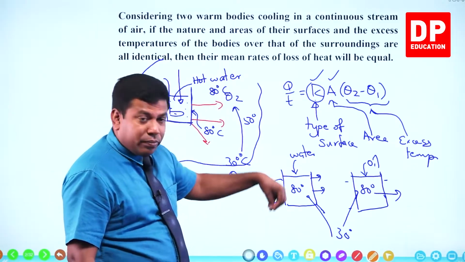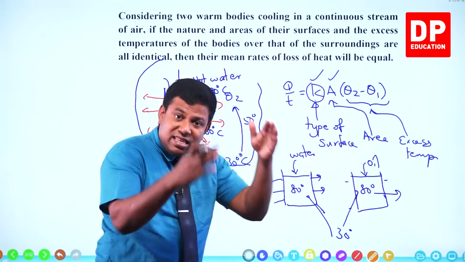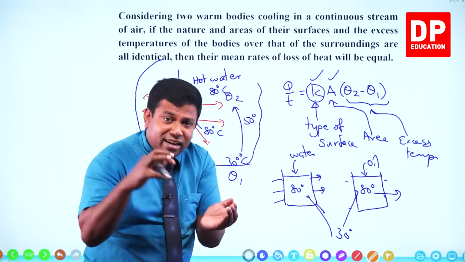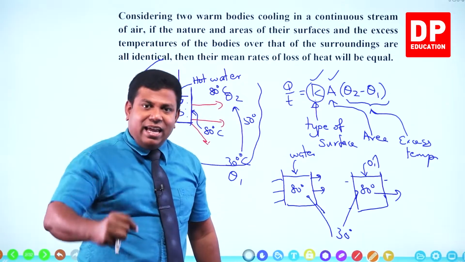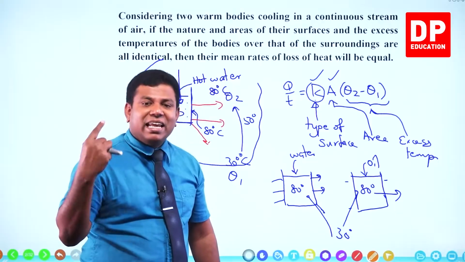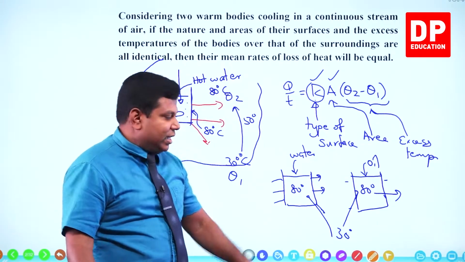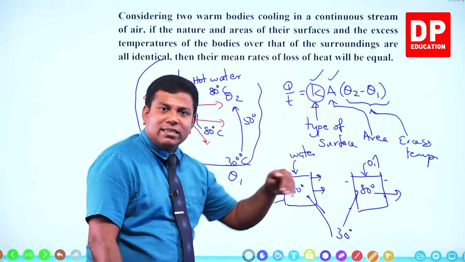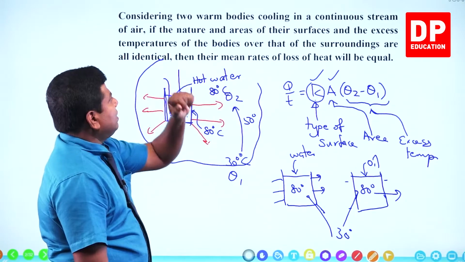One is water, one is oil. Do you understand? What material we use inside the calorimeter doesn't matter, because the calorimeter surface is what everything depends on. K, the type of surface; A, the surface area; theta 2 minus theta 1, the temperature difference. So whether it is oil or water or whatever it is doesn't matter, right? That's what the sentence says.